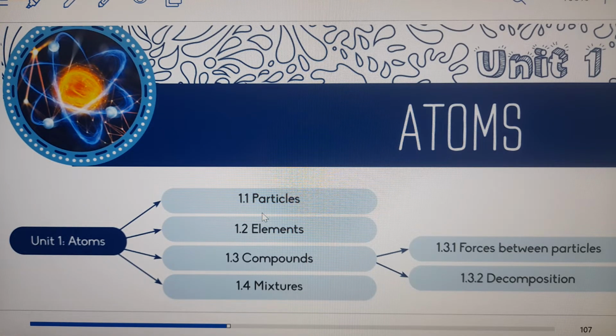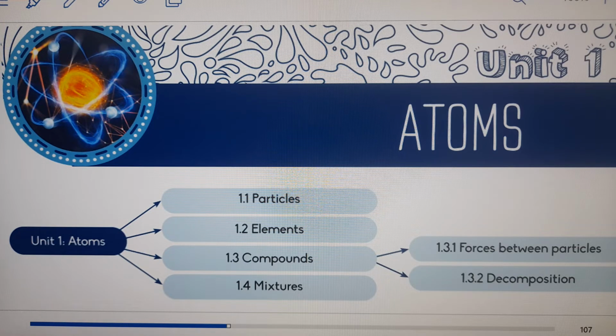So today we are going to focus on elements and compounds. Under compounds we are going to look at forces between particles and decomposition. That is what we are going to cover in this second lesson for term number 2. Remember to have your periodic table and to know your elements from element number 1 to element number 20.